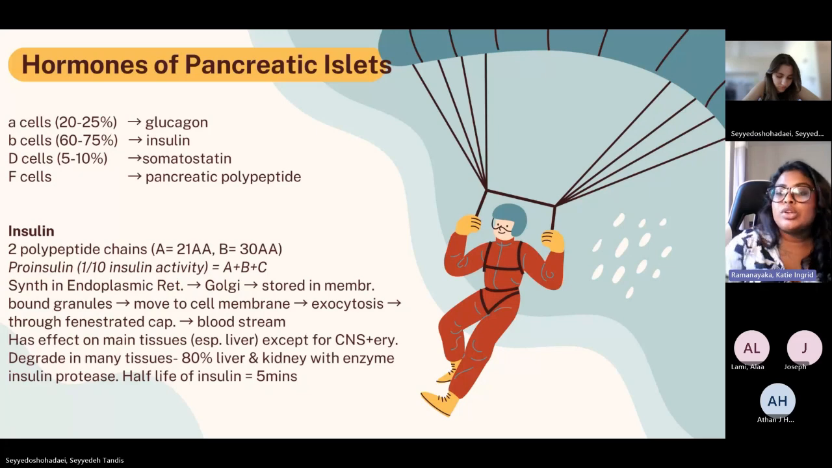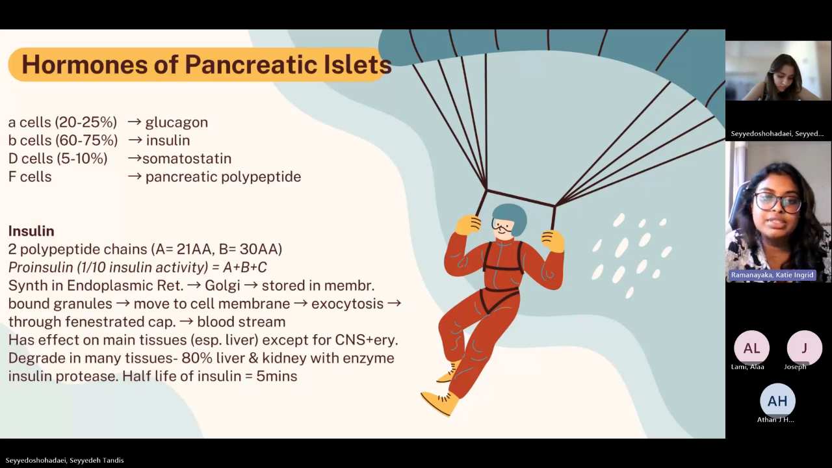The alpha cells, there's 20 to 25% of them, and they produce glucagon. Glucagon is known for increasing the glucose levels within the blood. Beta cells, between 60 to 75% of the cells in the islets are beta cells, and they produce insulin, which is one of the most important that you have to know of. It decreases your glucose levels.